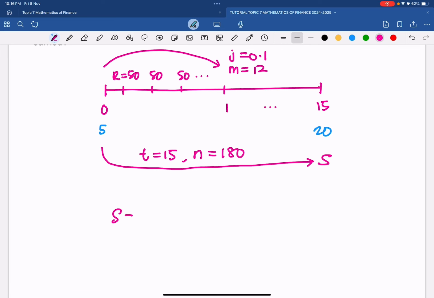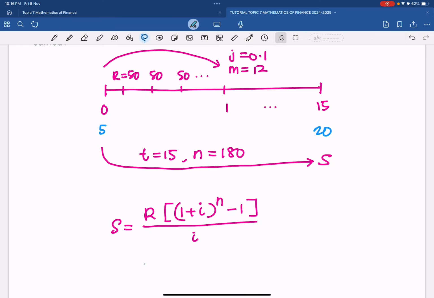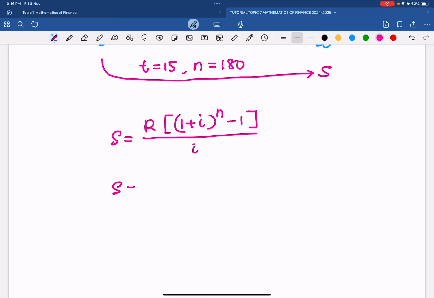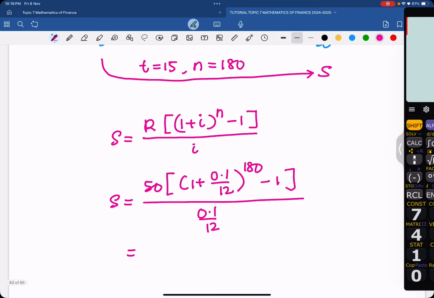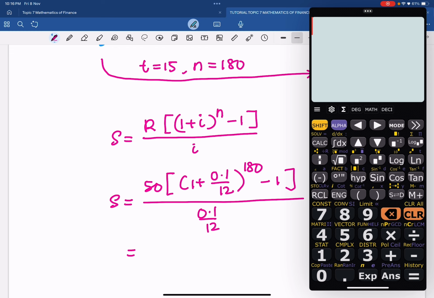So put into the formula S equals R times (1 plus i) power n minus 1, divided by i. So S equals, our R is 50, (1 plus 0.1 divided by 12) power 180 minus 1, and divided by 0.1 divided by 12. So let us find the amount the daughter will receive by the time she is 20.